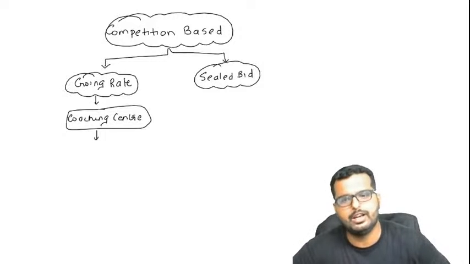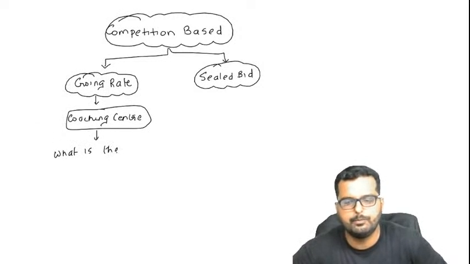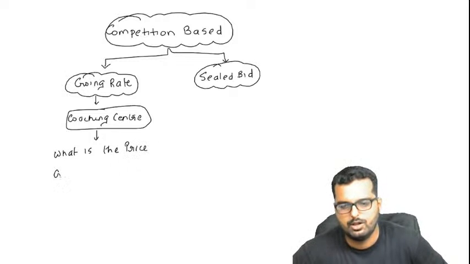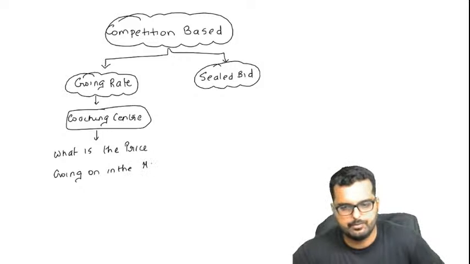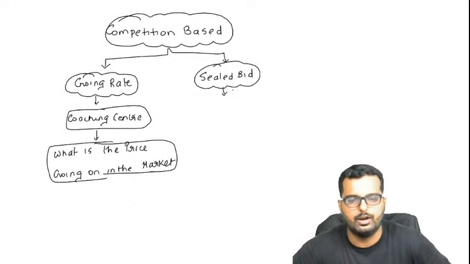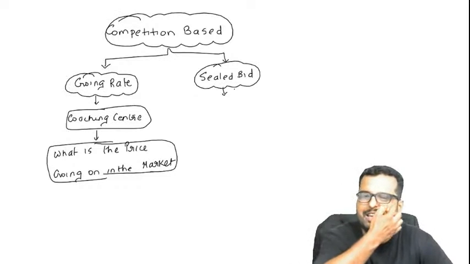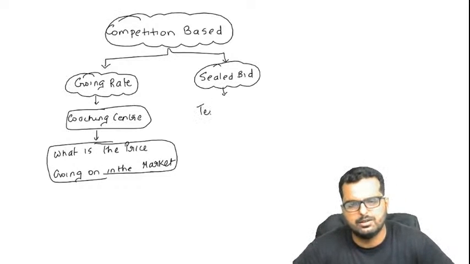So what do you mean by going rate pricing? Okay, what is the price going on in the market? That is the first one. Second one is called as sealed bid pricing. Friends, this is normally what I call it as tender, and this is normally given by government.